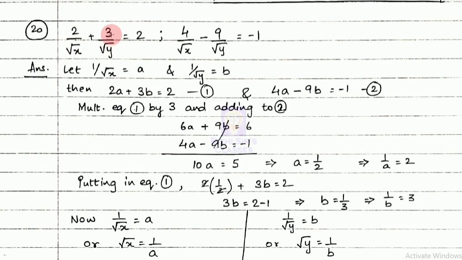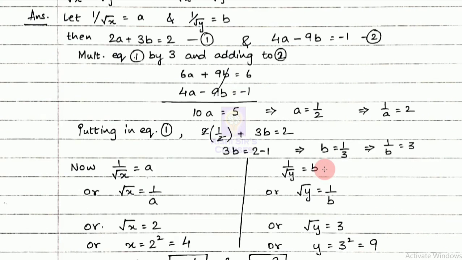2 upon root x plus 3 upon root y is equal to 2, and 4 upon root x minus 9 upon root y is equal to minus 1. Whenever we have a variable in the denominator, we assume it as a and b. So 1 upon root x as a and 1 upon root y as b. We can modify the equations as 2a plus 3b is equal to 2 and 4a minus 9b is equal to minus 1. After that, we can adopt any method to find the values of a and b. A comes as 1 upon 2 and b comes as 1 upon 3.